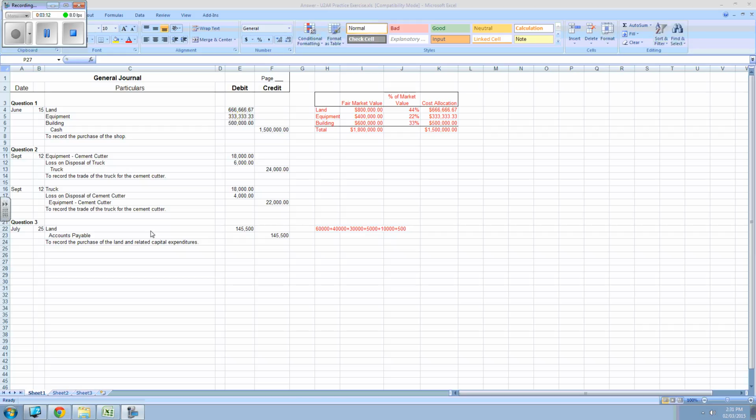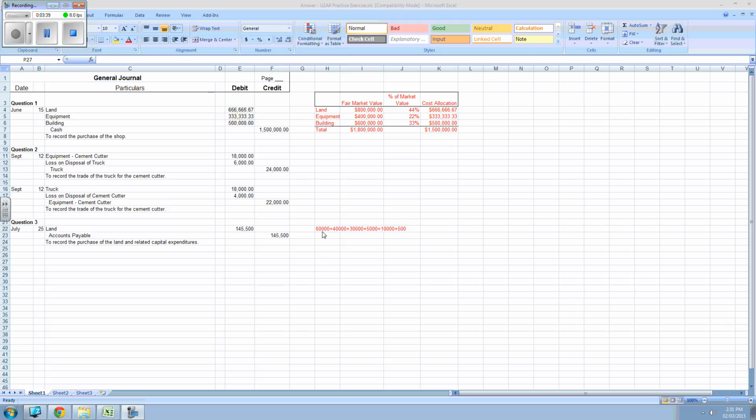The last transaction is capitalizing costs for a piece of land. And remember, when you're capitalizing costs, if it's going to benefit more than one accounting period, if it's significant or material, and they can be measured with reasonable objective evidence, then you can include them in the cost of your purchase price. So in this case, the land was $60,000.